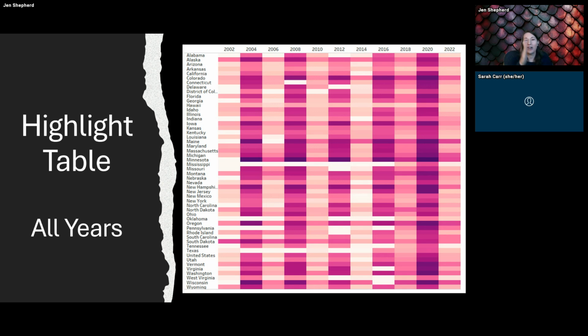And you might notice the alternating bands. Even at the national level, or I should say at the state level, looking across the nation, there's definitely these differences between the presidential years, which are the darker bands, and the non-presidential. So that might stand out to you, that kind of cyclical pattern.